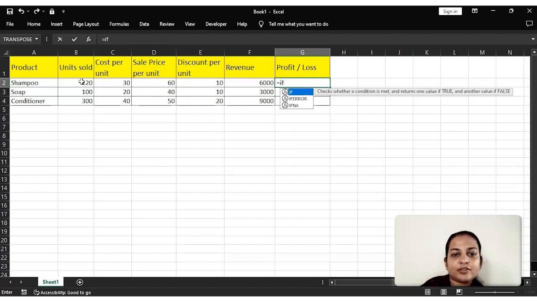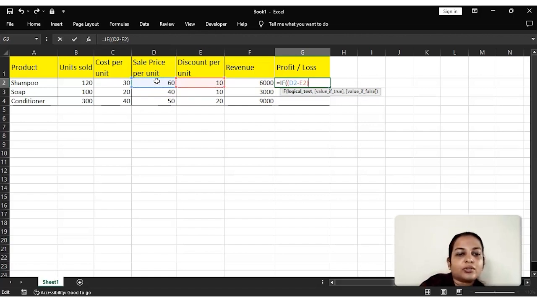We start with IF. The logical test, as I mentioned, I have to add brackets. I'm first going to calculate the difference between sale price and discount. So I'm going to say sale price minus discount. Alright. Now here what I also need to do is see whether that is greater than the cost price. So this is my test.